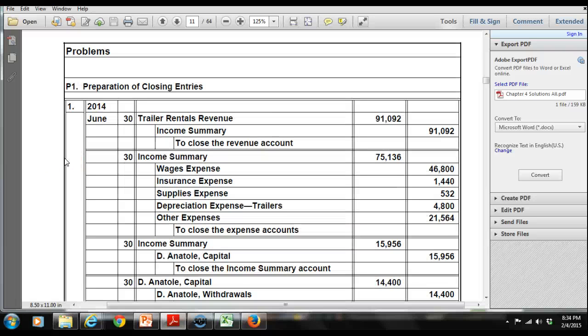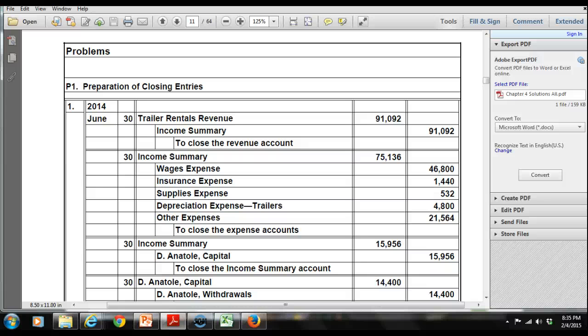Now what we're going to do, after we've closed out the revenue accounts and the expense accounts, is close out the income summary. The income summary account is basically going to be the net income for the period, because net income equals revenues minus expenses. To close out the income summary, we figure out what the balance is, and then to zero it out, we do the adjusting debit or credit. If it's net income, it's always going to be a debit to income summary, because we're going to increase our capital account, right? We're going to increase our capital, a credit of $15,956.